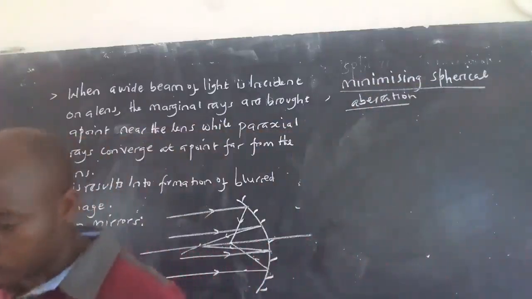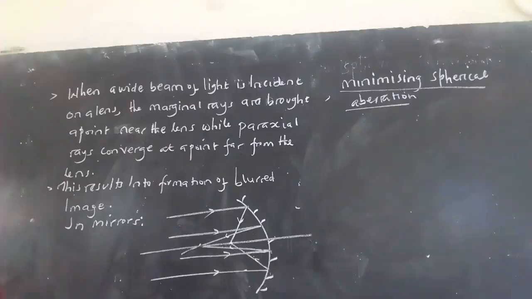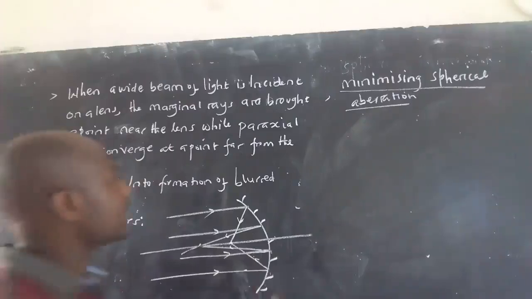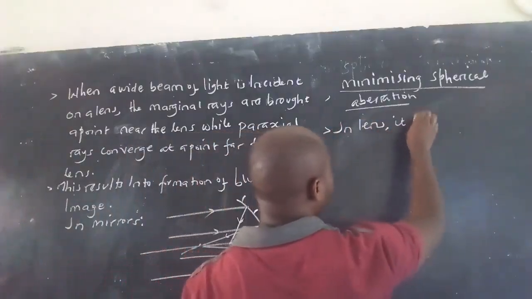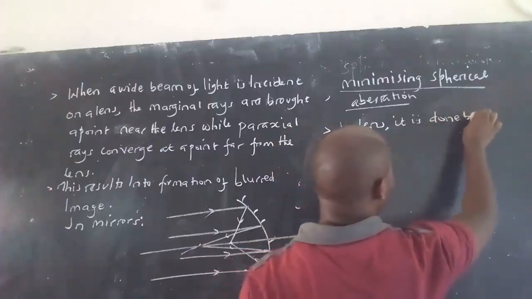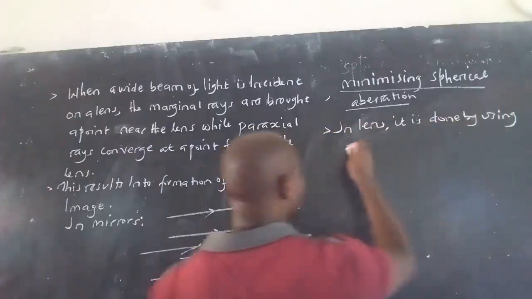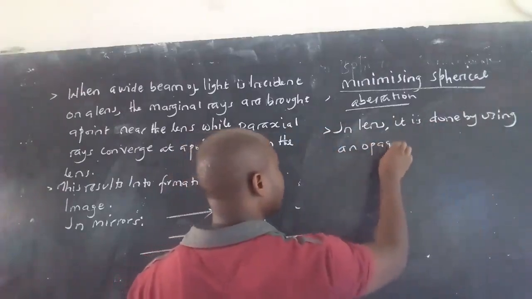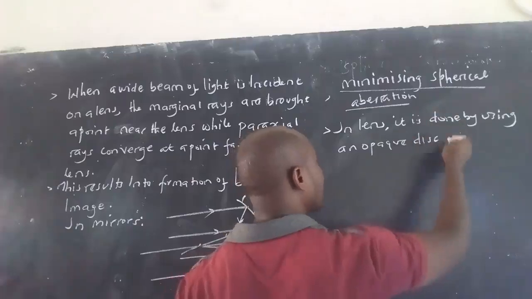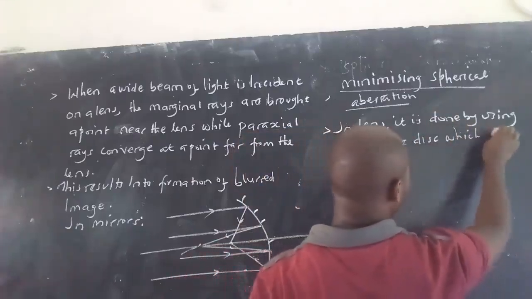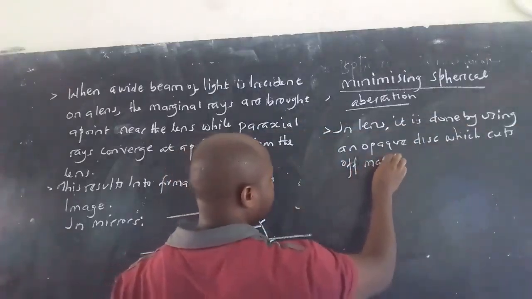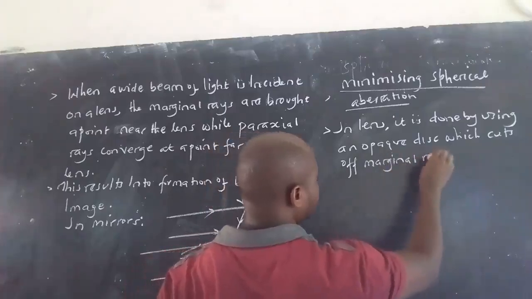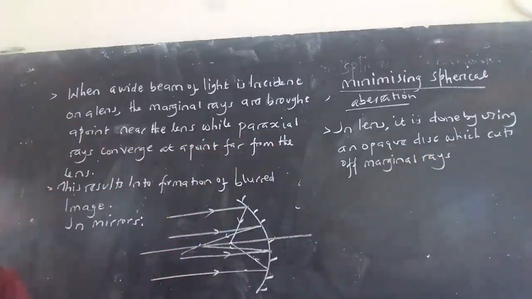Minimizing spherical aberration. So how do we minimize it? In lenses, it is done by using an opaque disc which cuts off marginal rays, okay?